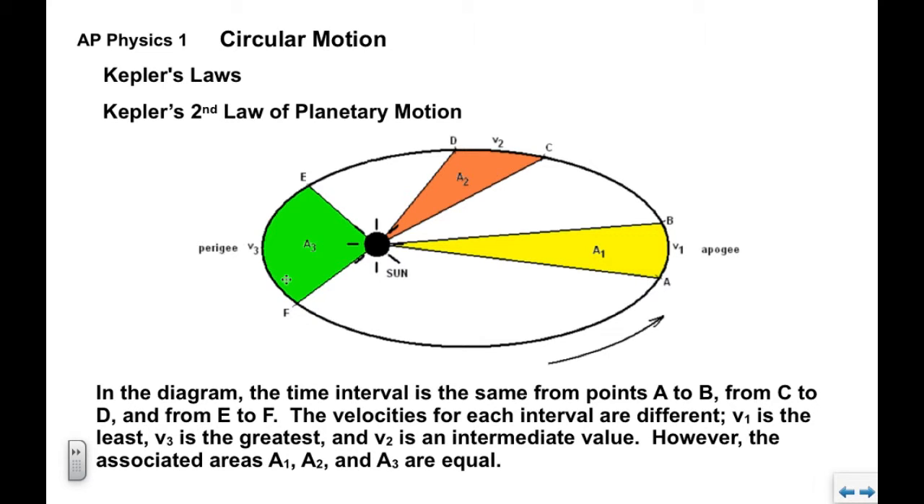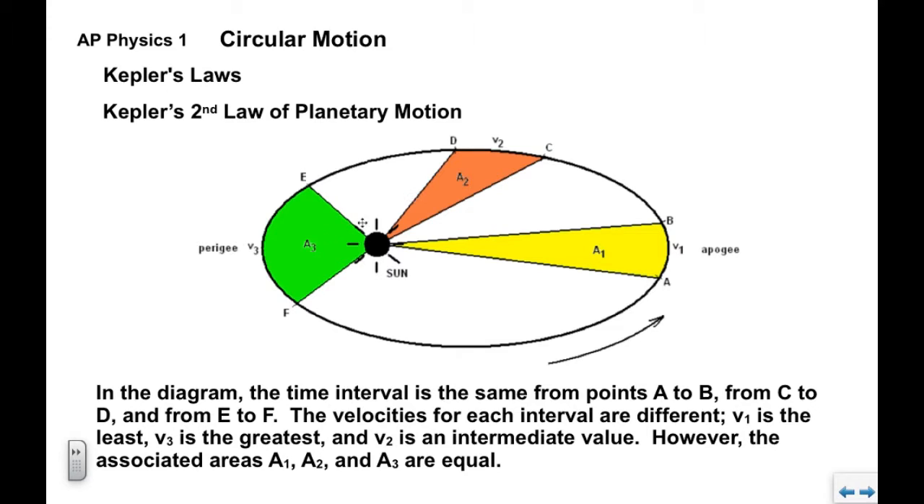We see that the velocities are different. We see that v1, when it's farthest away at the apogee of the orbit, is the smallest velocity. v2 is faster than v1 because the planet is closer to the sun. And then here, where it's the closest, from E to F, this velocity is the largest.